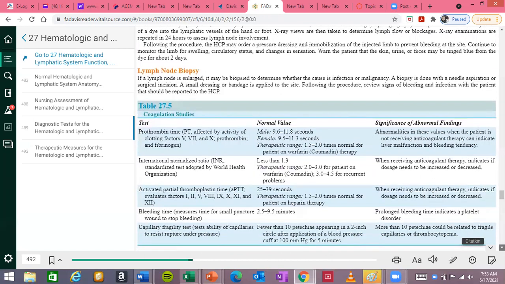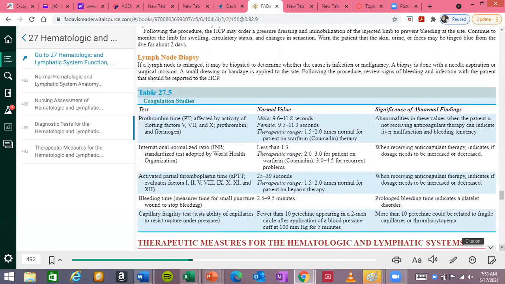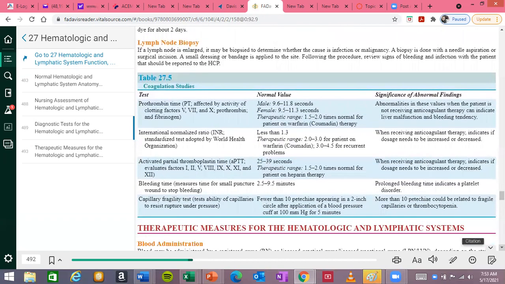And it's talking about coagulation studies. You need to know that INR should be less than 1.3 for an individual who's not on the medication warfarin. Warfarin is a blood thinner. For an individual on it, the INR should be between 2.0 and 3.0.